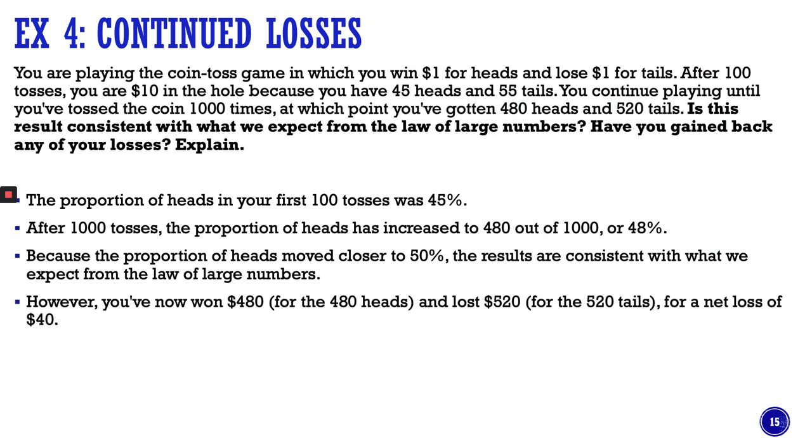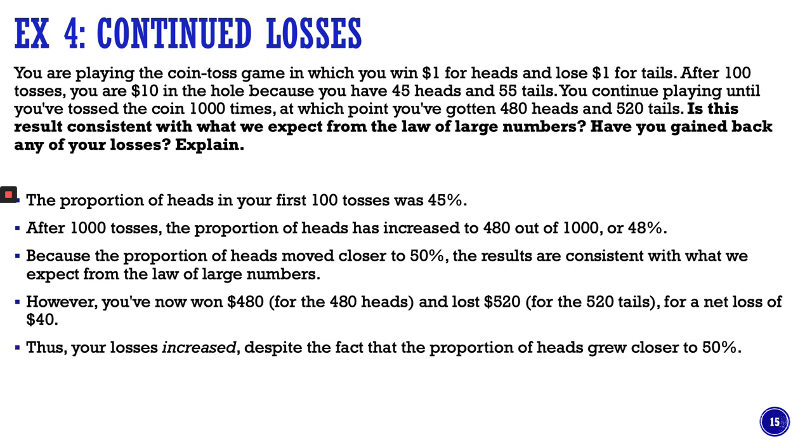However, you've now won $480 for the 480 heads, and you've lost $520 for the 520 tails. That gives you a net loss of $40. Thus, your losses increased, despite the fact that the proportion of heads grew closer to 50%. They increased because of the value of what they cost and what you win.